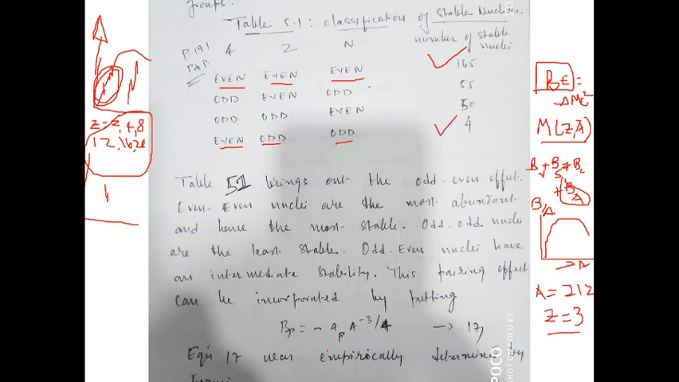Then we come to the group in between, where A is odd. When A is odd, compared to the even nuclei, there are fewer stable nuclei found. So the highest stability is for even-even, the next comes for even-odd or odd-even, and odd-odd nuclei are the least stable.